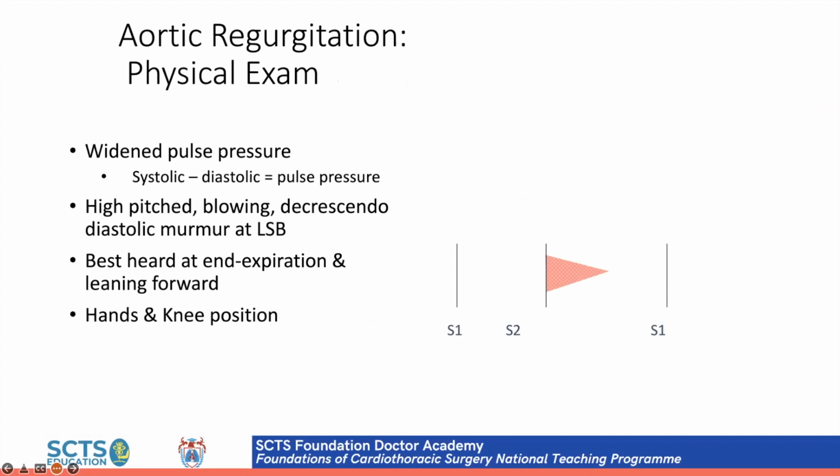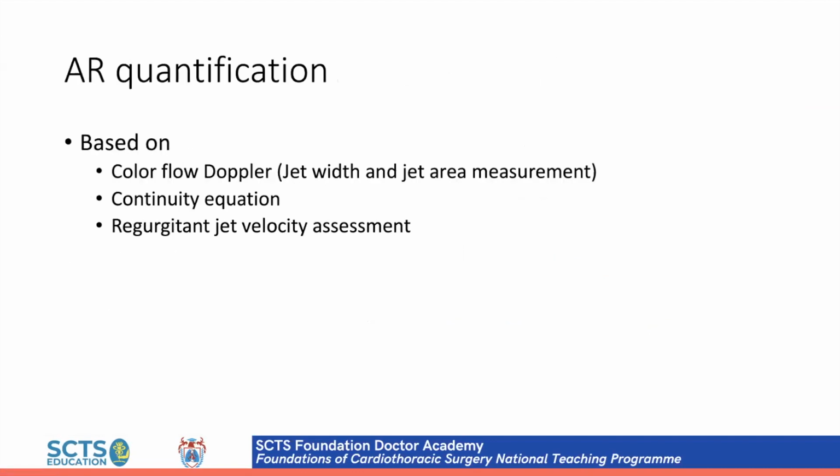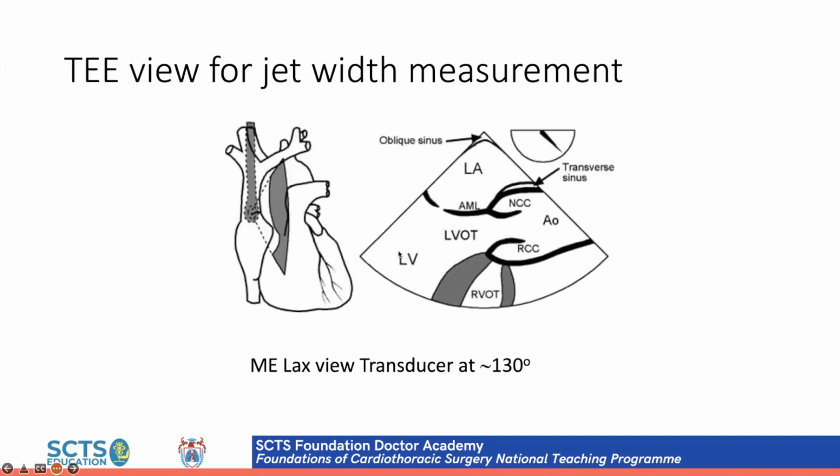Now, quantification is very key, just like in aortic stenosis, and the way that we do this is by measuring the jet. In aortic regurgitation, we're getting a jet of flow from the aorta into the left ventricle, and we use different equations here. Again using an echocardiogram, you can use it by TOE, but you want to get a good view of the aorta and the left ventricle.